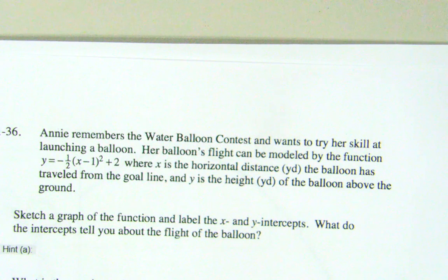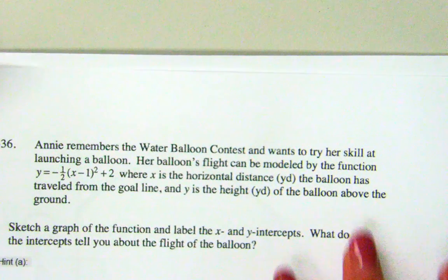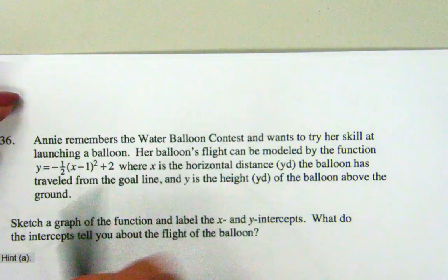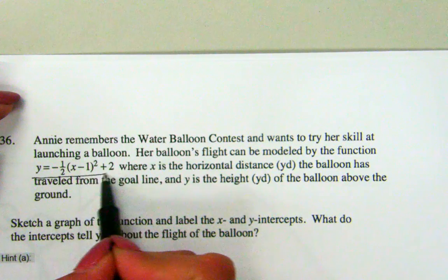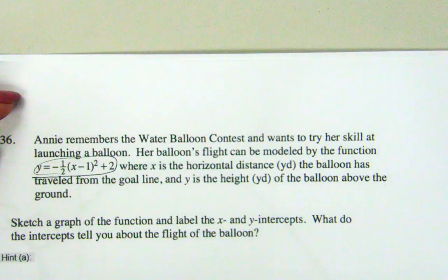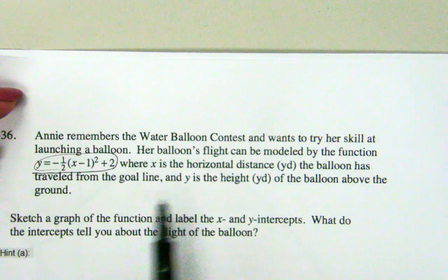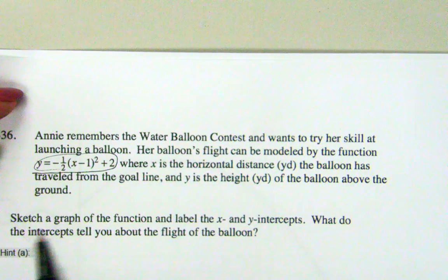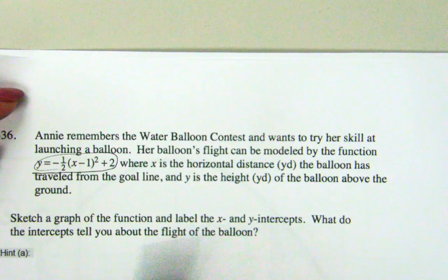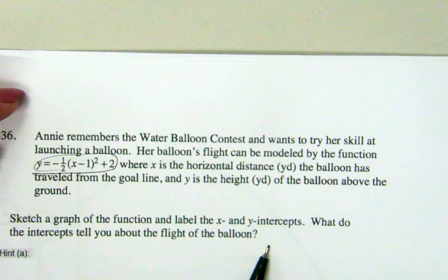All right. 37. Annie remembers the water balloon contest and wants you to try her skill at launching a balloon. So her balloon's flight can be modeled by the function y equals negative 1/2 (x minus 1) squared plus 2, where x is the horizontal distance the balloon travels from the goal line. Y is the height of the balloon above the ground. Sketch a graph. Label the x and y intercepts. What do the intercepts tell you about the flight of the balloon?